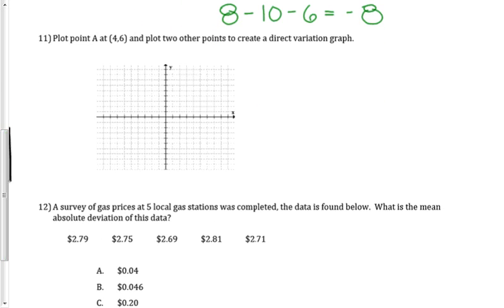Number 11, plot point A at 4, 6. So remember, it's always x, y. So 1, 2, 3, 4, 1, 2, 3, 4, 5. So over 4 and up 6. There's our point A. So we need two other points to create a direct variation graph. Remember that direct variation graphs go through the origin.